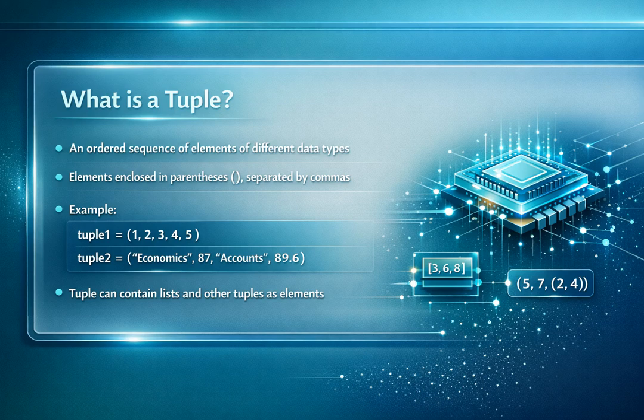A tuple is an ordered sequence of elements that can be of different data types. Tuples are written with elements inside parentheses, separated by commas. You can store integers, floats, strings, and even lists inside a tuple. Like lists, elements are accessed using zero-based indexing.